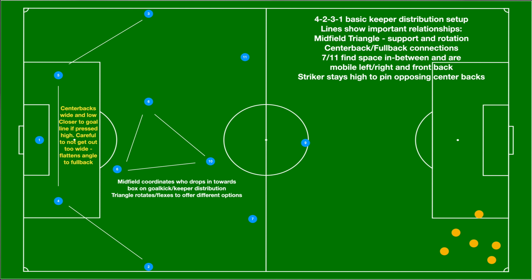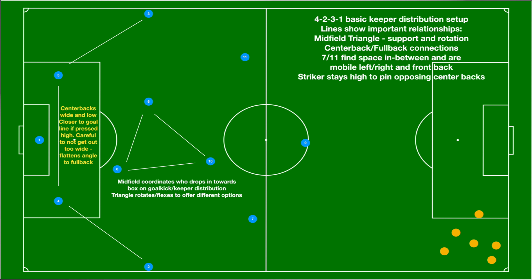Here's the basic 4-2-3-1 when the keeper has the ball, whether it's a goal kick or after a save. The center backs go low and wide inside the 18 to provide an outlet for the near ball. Meanwhile, the fullbacks, the 2 and the 3, go out wide to the touchline to provide width.